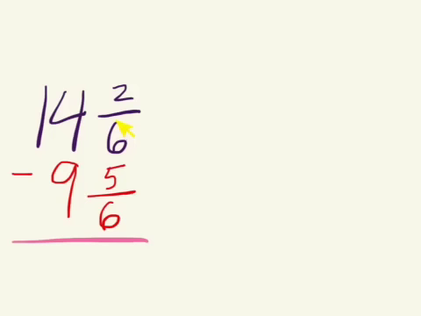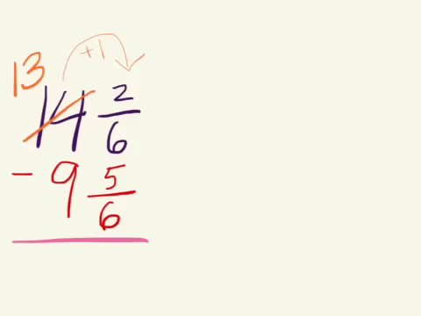I start with 2/6 and I need to take 5/6 away. I don't have enough in my 2/6 to take away 5/6, so I need to get some more value from the next door neighbor, which happens to be a 14. So if I take 1 away from the 14, it becomes a 13. And we are giving 1 whole to the 2/6. That's 1 whole, not just 1 in the numerator to make it 3/6, but 1 whole.